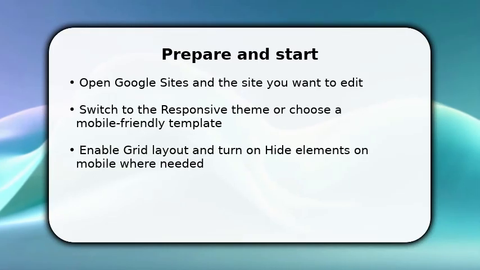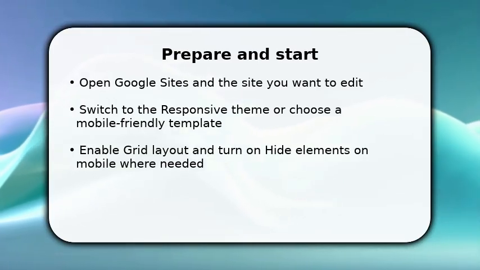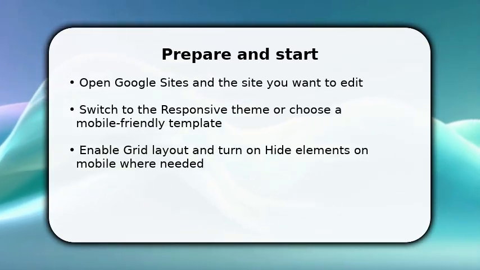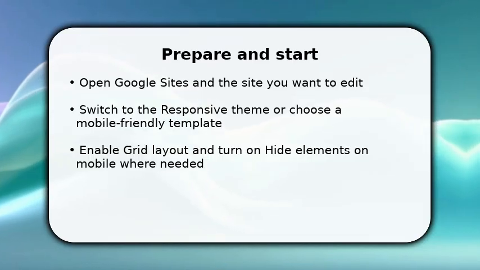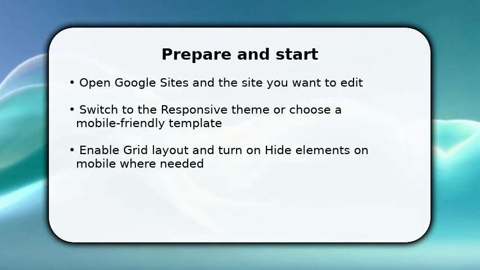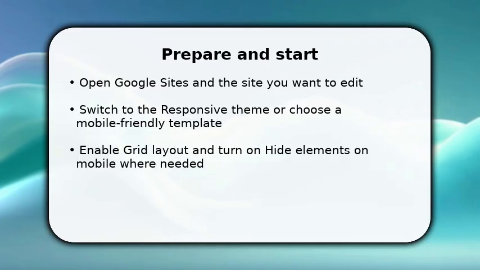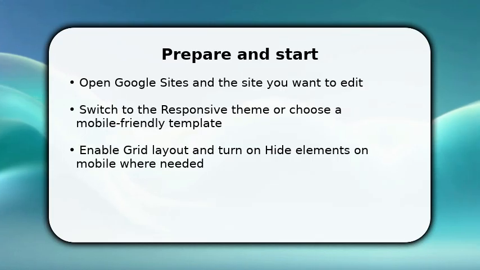You start by opening Google Sites and picking the site to edit. Do that now. Once there, choose a responsive theme so elements flow on narrow screens. This matters because themes set base breakpoints. Next, enable the grid layout to control columns and spacing. This gives you predictable stacking.